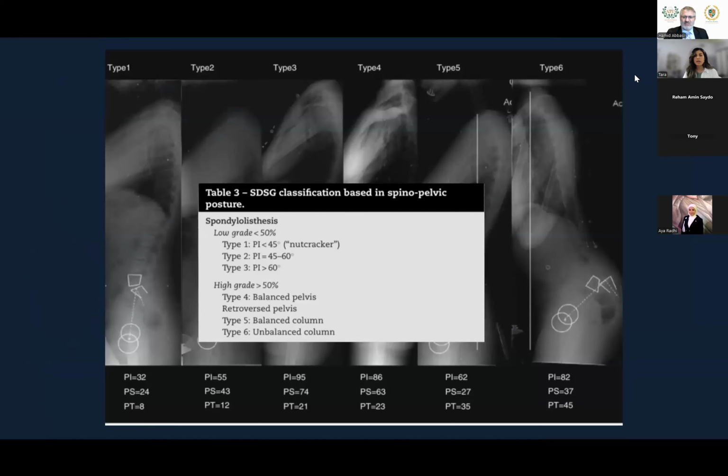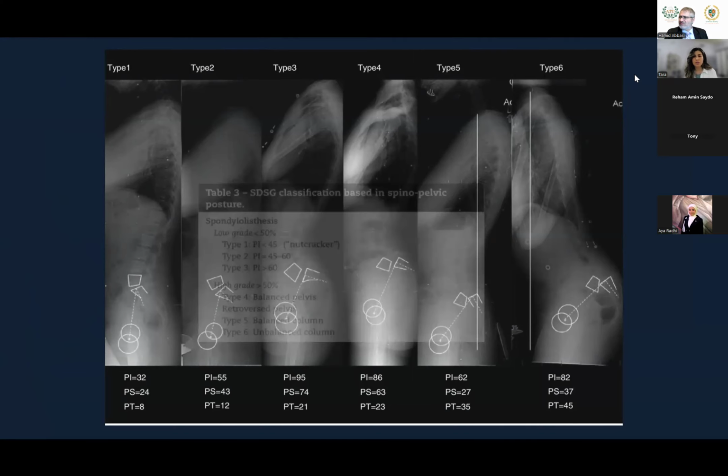They classified spondylolisthesis into 6 subtypes, 3 of them low-grade listhesis, less than 50%, and grades 4, 5, and 6 more than 50%. In grade 4, the patient is still preserving the sagittal balance with a normal pelvic tilt, while type 5 has a high pelvic tilt but is still preserving the sagittal balance, and type 6 has a disturbed sagittal balance.